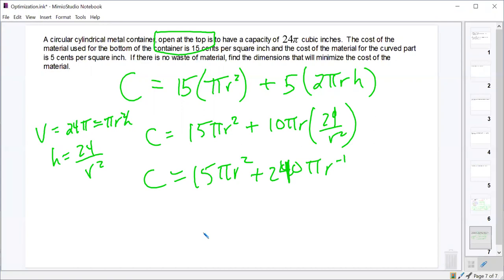Good or no? It's all about being able to write the equation that you want to maximize or minimize all in terms of one variable. Everyone good there?